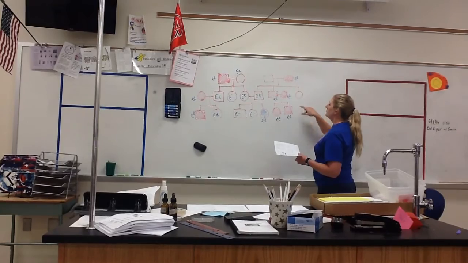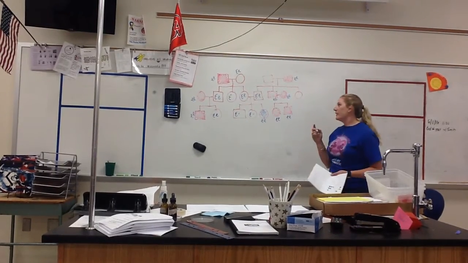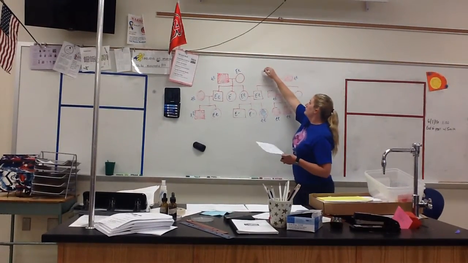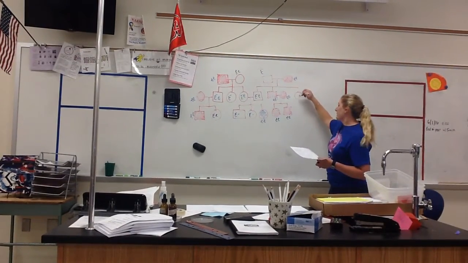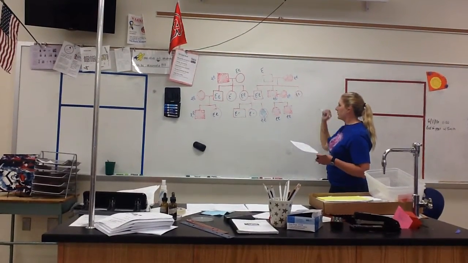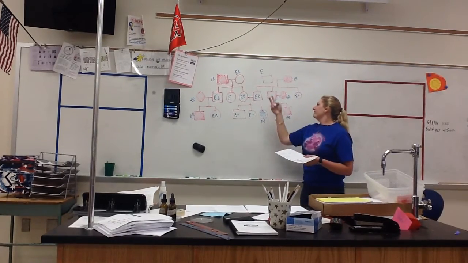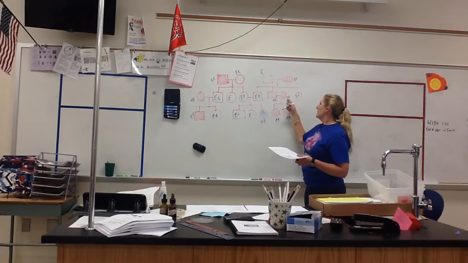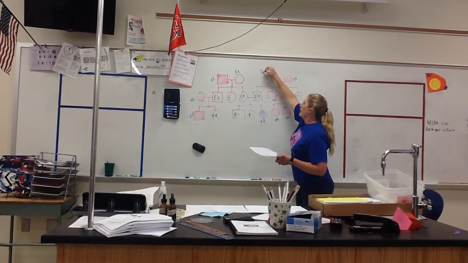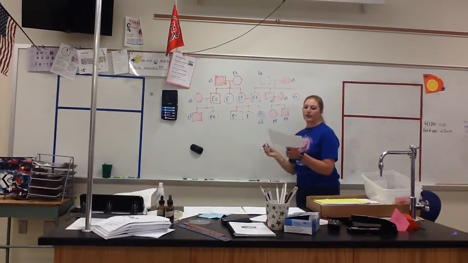Looking over here, we know that it had to have gotten a big E from dad and a little e from mom. That's all mom has to give. So this person has to be big E, little e as well. Dad, since he had kids that were little e, one came from mom, one's got to come from him. That's a pedigree.